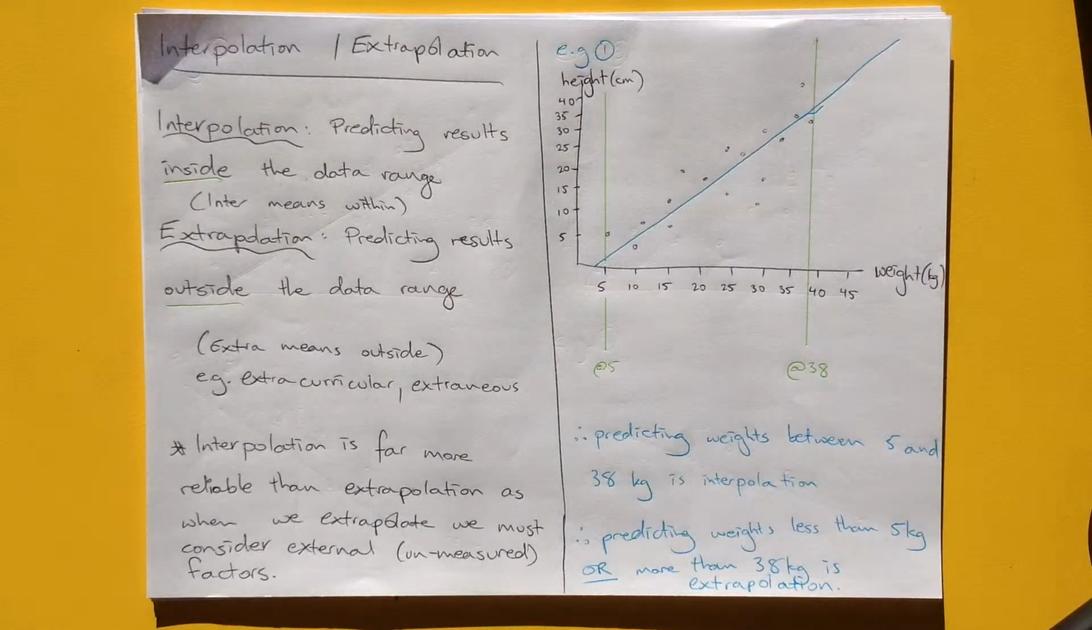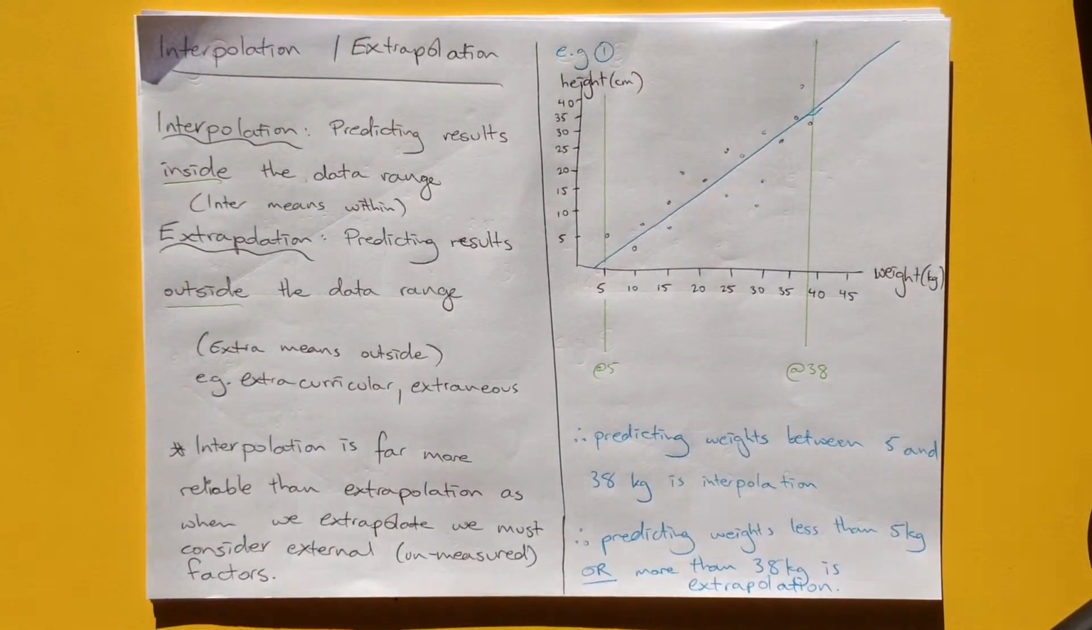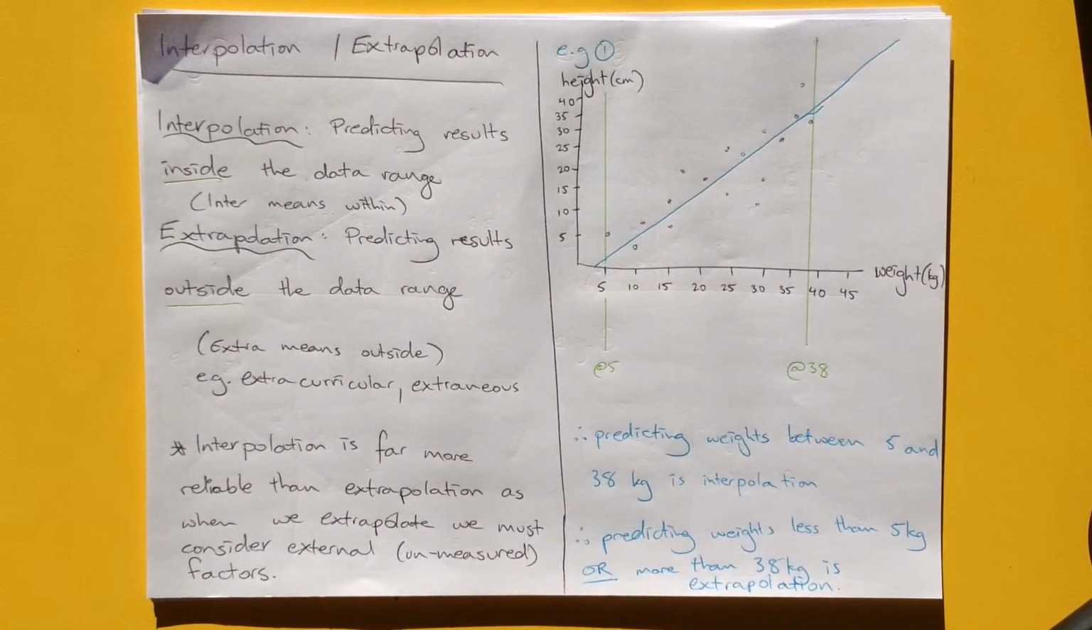So interpolation and extrapolation. Basically, it's a pretty reasonable concept. Interpolation is finding or predicting results inside the data, like inter meaning inside or within. Then extrapolation is predicting results outside the data range. So if you do an extracurricular activity, it's something outside your curriculum. If you do an extraneous activity, that's something that's in excess, something that you don't need to be doing, that outside bit. So that extra just means outside or in addition to.